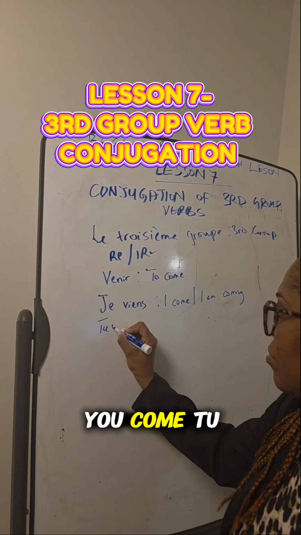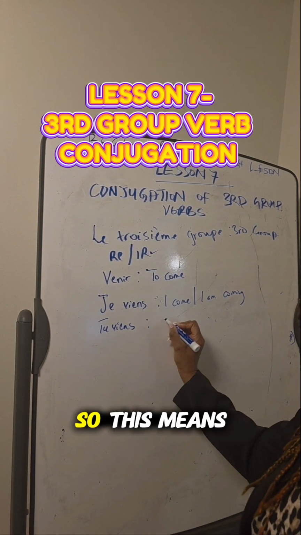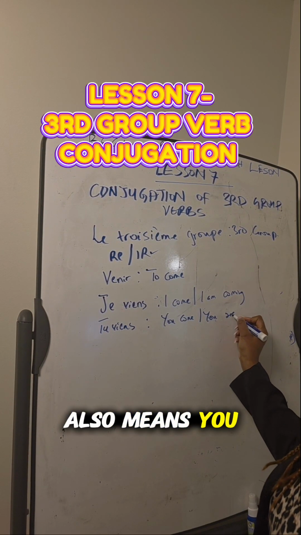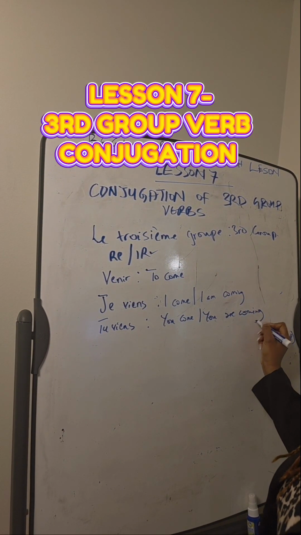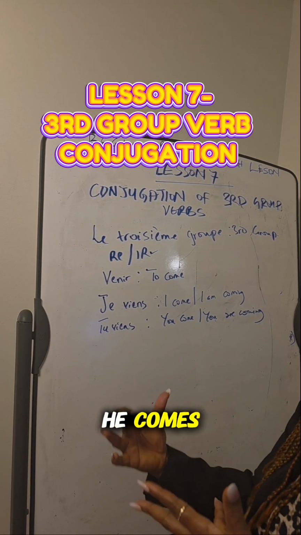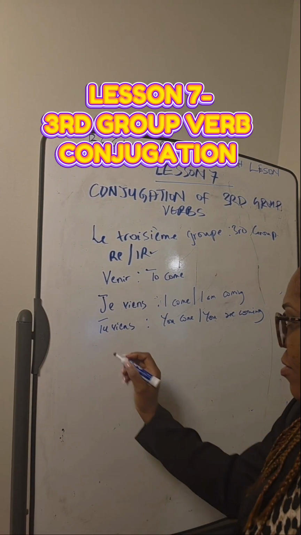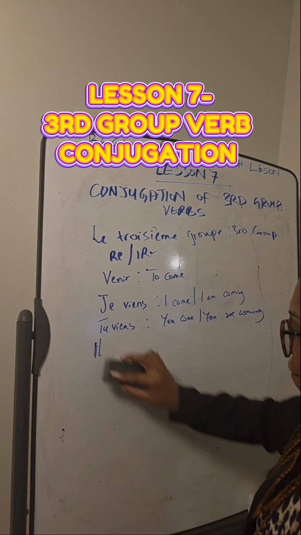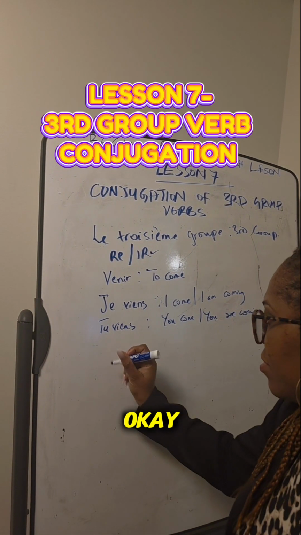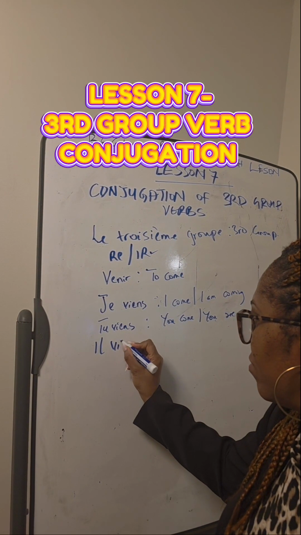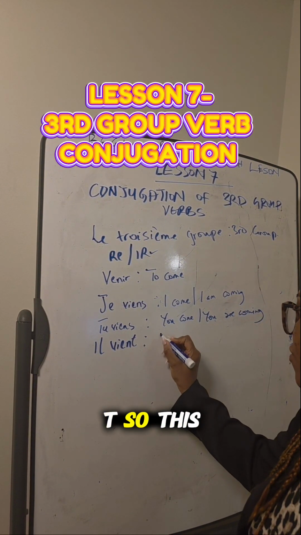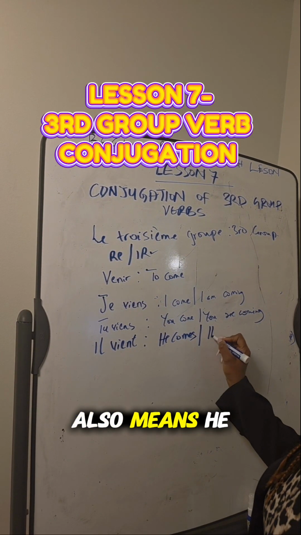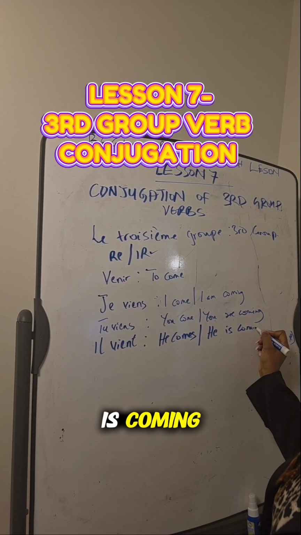You come. Tu viens. So this means you come. It also means you are coming. He comes, she comes. Same way it is conjugated. So this will be il vient. Okay? Il vient with a T. So this means he comes. It also means he is coming.